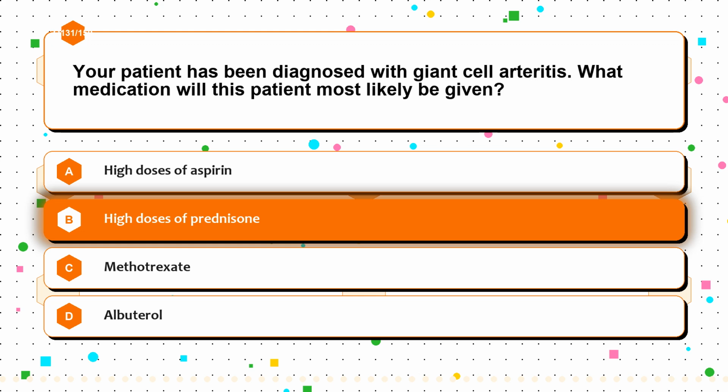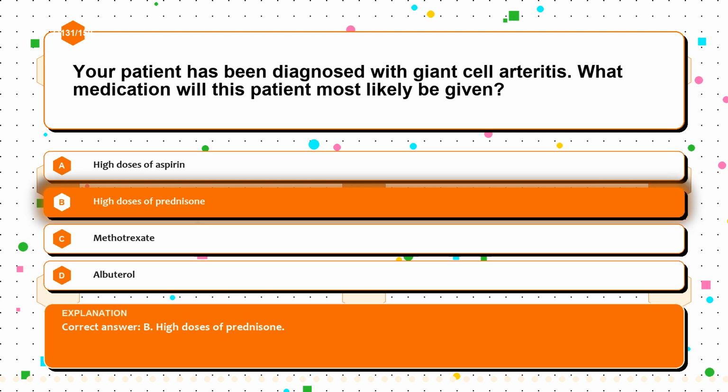The correct answer is option B, high doses of prednisone. Correct answer B, high doses of prednisone.